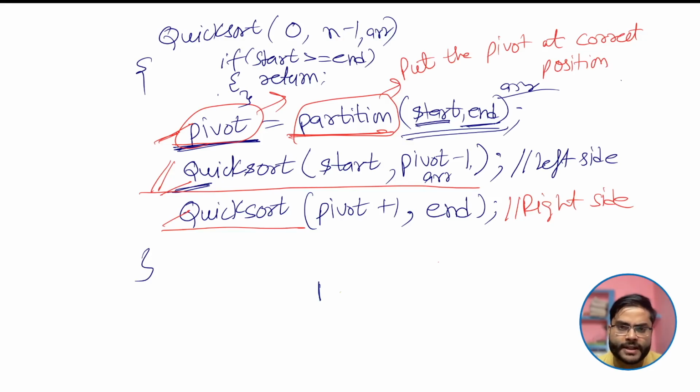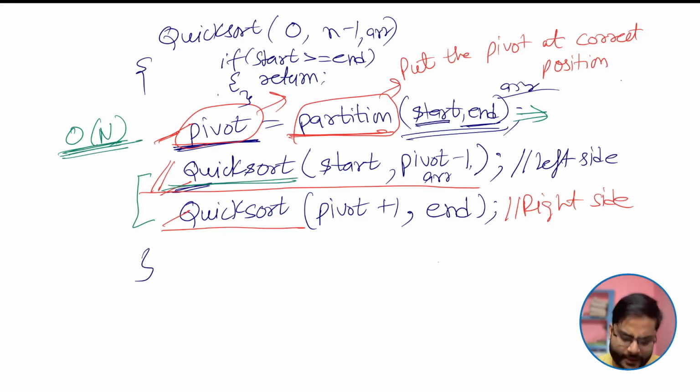What will you sort? Nothing, right? So this is the pseudocode for quick sort. I hope you understood it. Now let's write the recurrence relation. We have discussed that the partition algorithm takes order of n time.